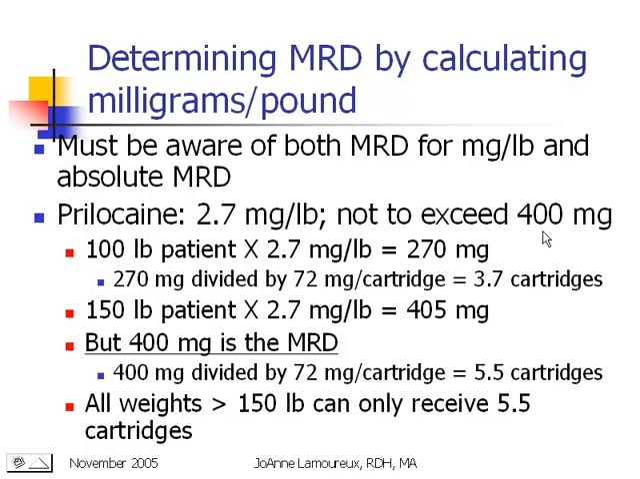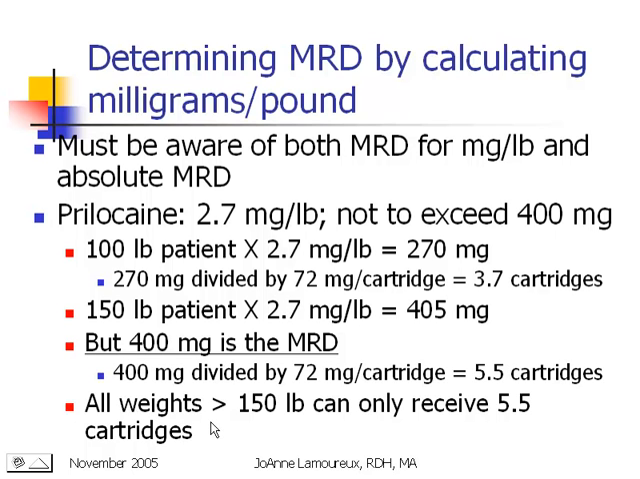On the other hand, let's look at a patient who weighs 150 pounds. We take their weight, we multiply it by the maximum recommended dosage of milligrams per pound. That's 2.7, and that tells us that they should receive or could receive a maximum of 405 milligrams. But 400 milligrams is the maximum recommended dosage for this drug. So this patient should not receive more than the maximum recommended dosage.